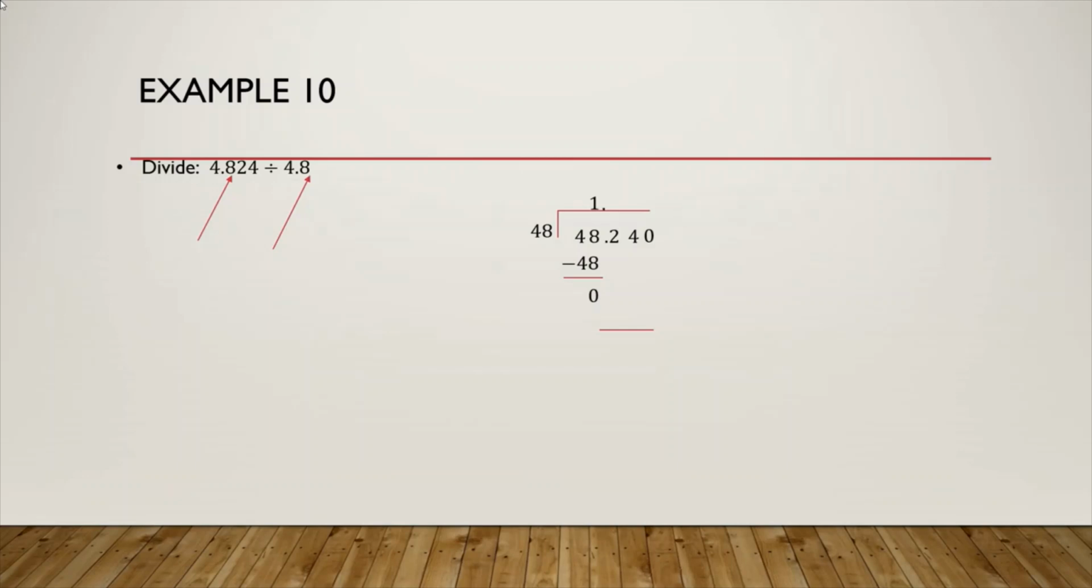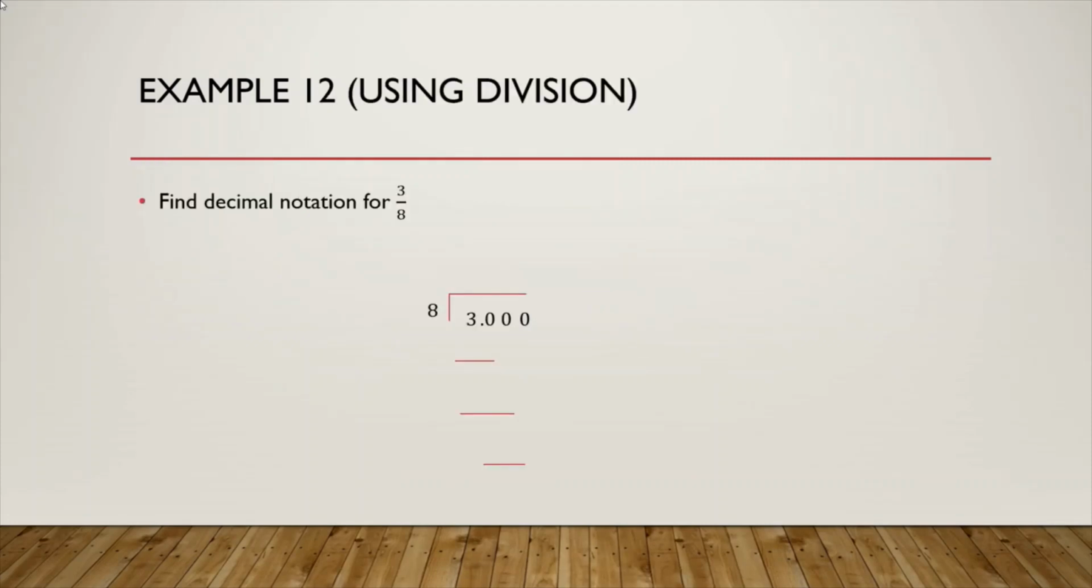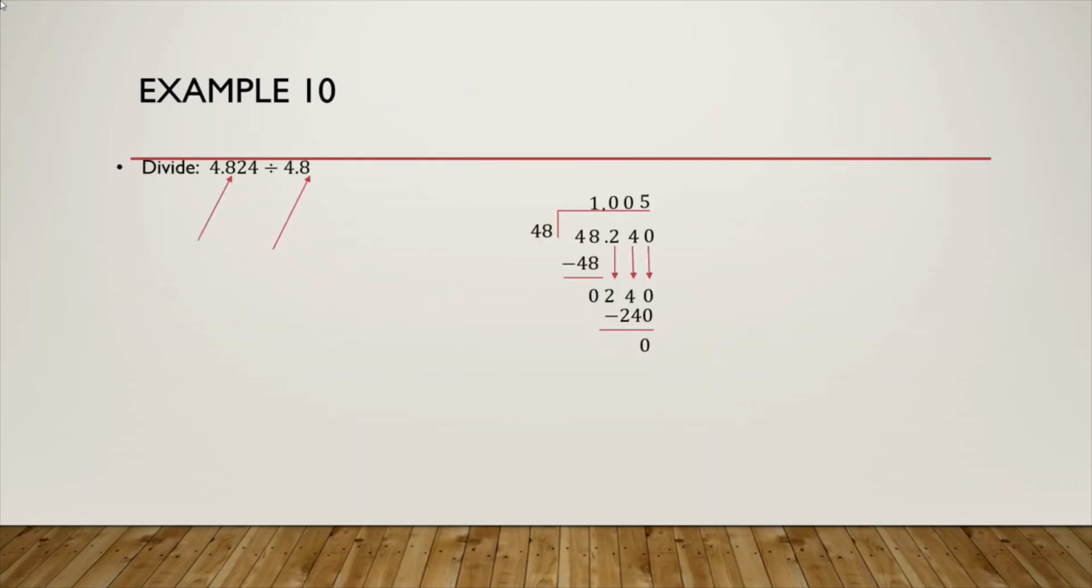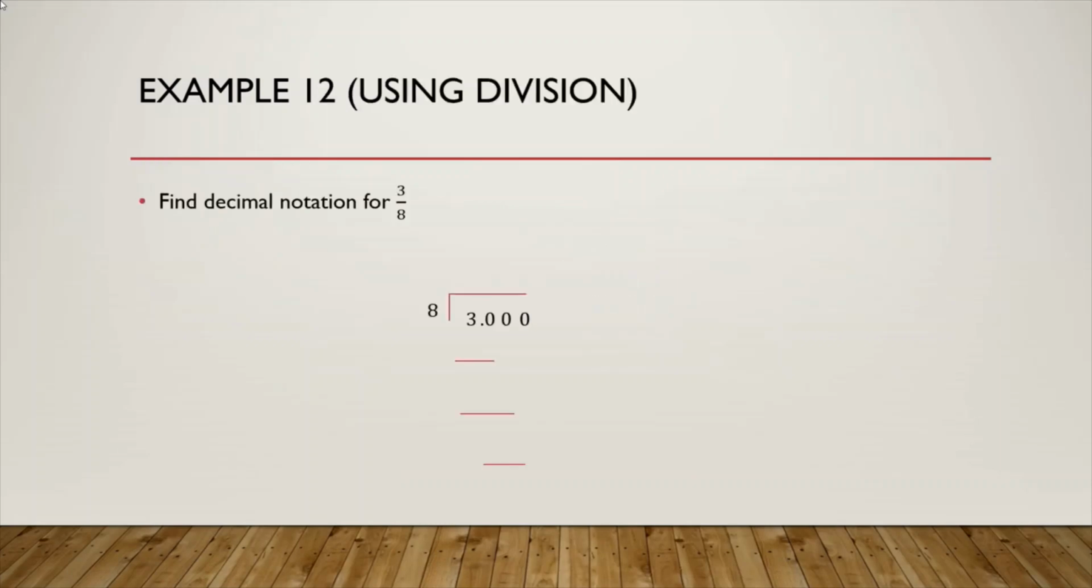Subtract the difference. Bring down 2. Does 48 go into 2? No. So it'd be 0. So bring down the 4. Does 48 go into 24? No. So it'd be 0. Bring down the 0. Does 48 go into 240? Yes, 5 times, and it goes into it evenly. So 240 minus 240 is 0. So 1 and 5 thousandths would be my answer.